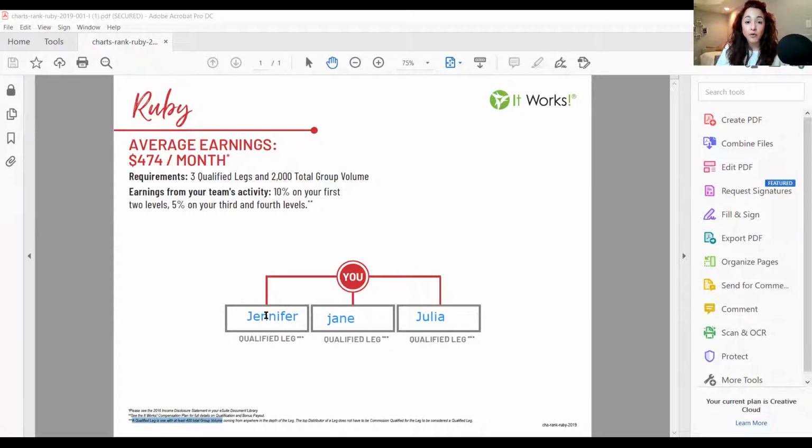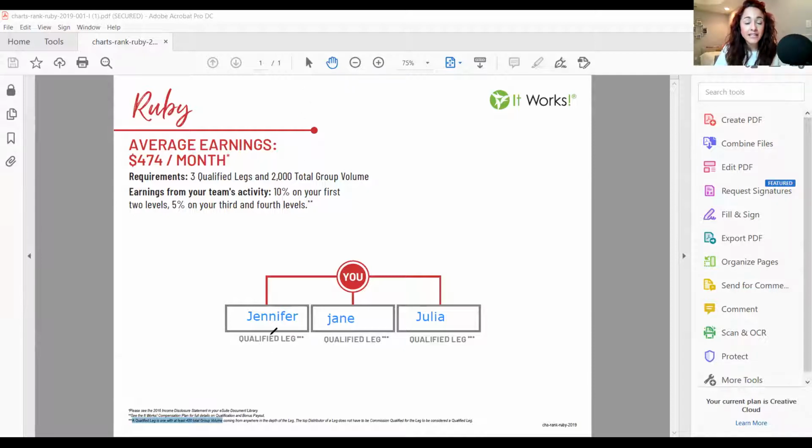That is charted for Ruby, but now you need to make them qualified, which means Jennifer needs to have at least 400 in sales on her team. Jane needs to have 400 in sales on her team, and Julia needs to have 400 in sales on her team. And I say team because their team may just be them. It may just be that one person, but if they sign somebody up themselves, then they have a team. And so it is a group volume effort.